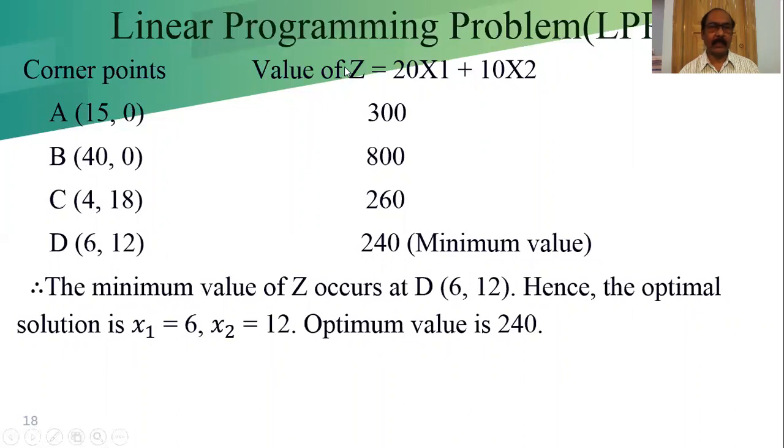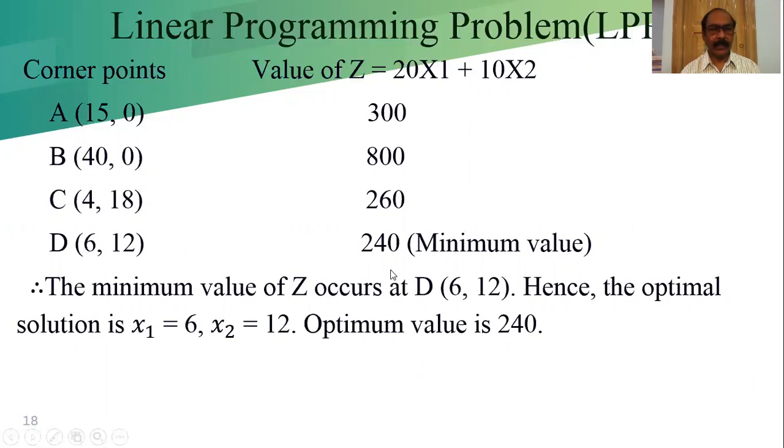Basically, whatever the given problem is, minimize Z equal to that. So where we get the minimum value of Z, the minimum value of Z is 240. That is the minimum value. So the optimum value of Z is 240 at the point D, 6 and 12. So x1 equal to 6 and x2 equal to 12 is our optimal solution.